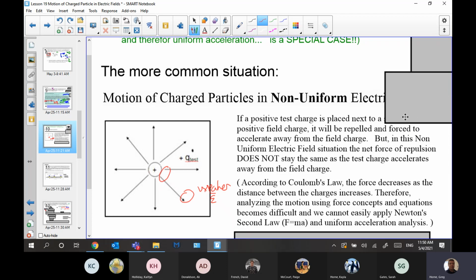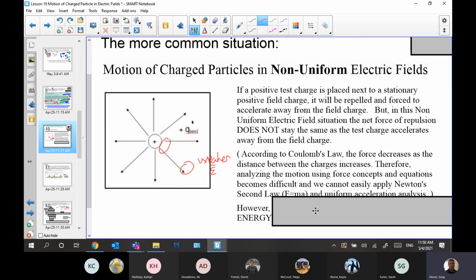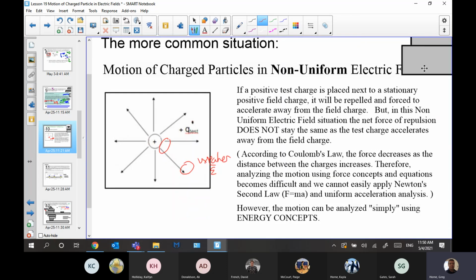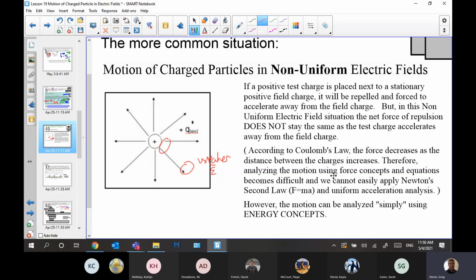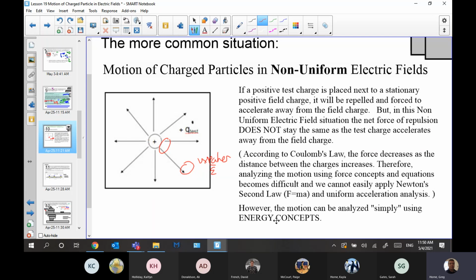According to Coulomb's law, the further you get, by the square of the distance, the force is going to get less, and so on. So we would have trouble analyzing this directly because we wouldn't have constant motion. So we cannot easily apply Newton's second law and uniform acceleration because acceleration is not constant.